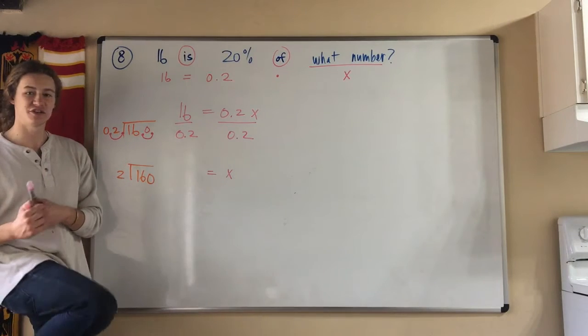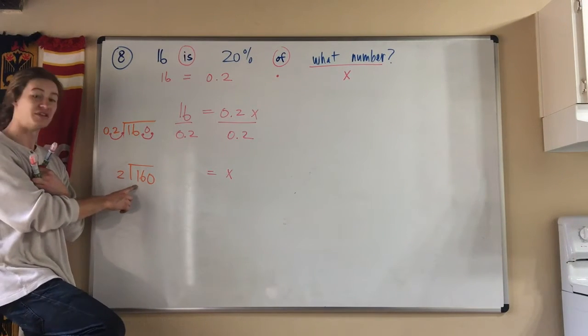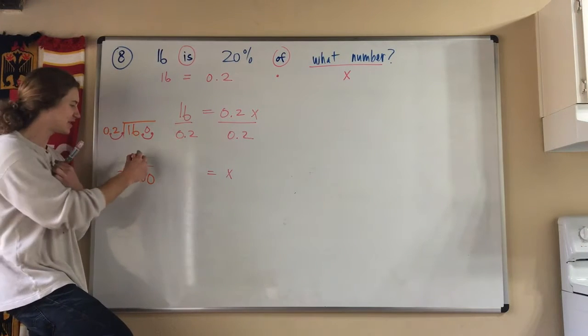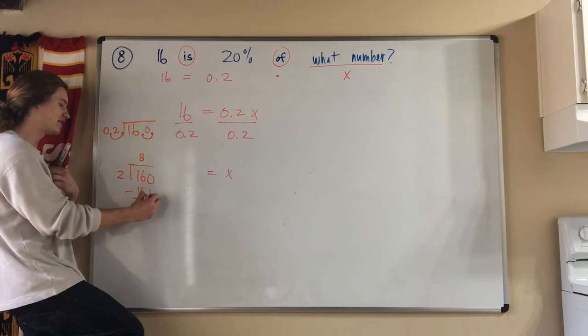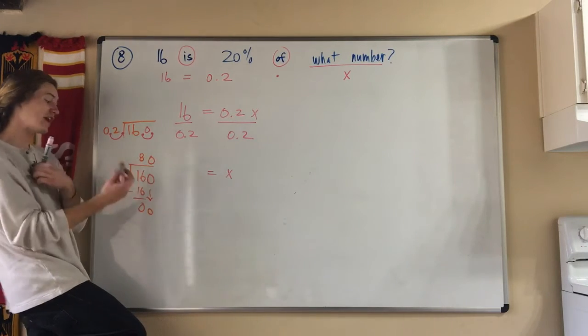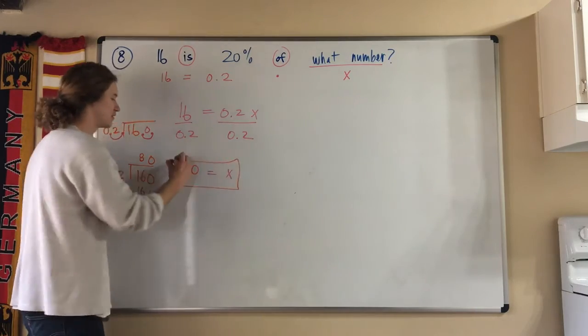Now, this is a lot easier to compute, so let's do this problem actually. So as we do this, how many times does 2 go into 1? 0 times. How many times does 2 go into 16? That's 8. 16, subtract, you can see we have 0 remainders, and you can see 80 would be our solution here. So we know that x equals 80 is our solution.